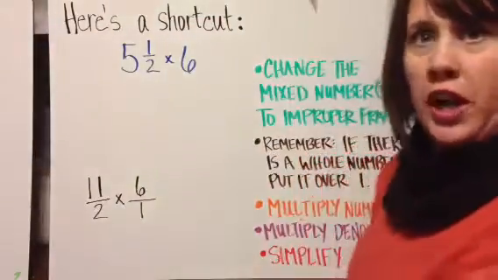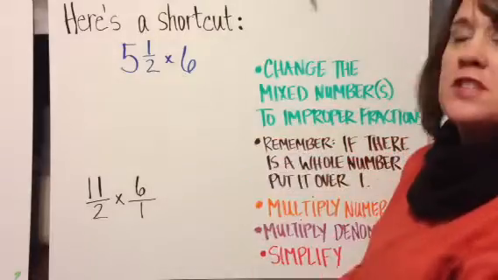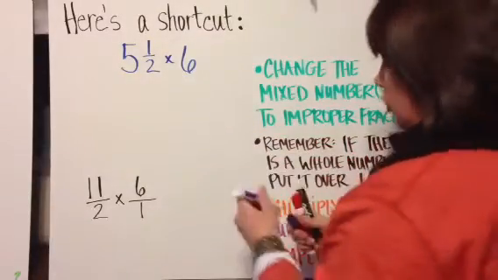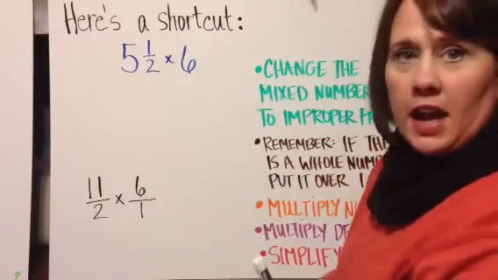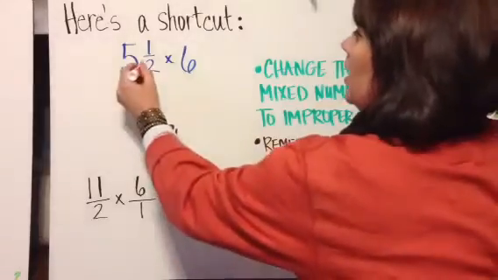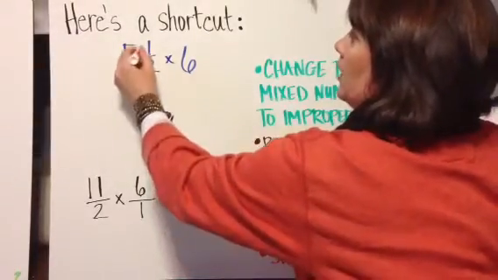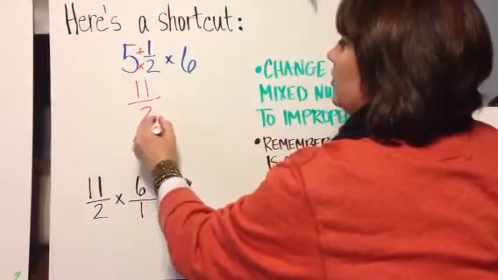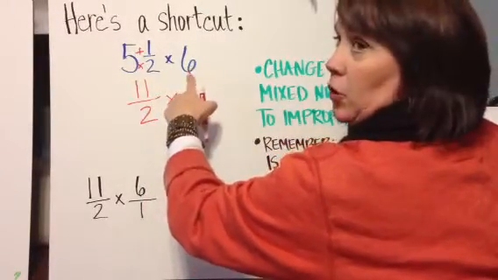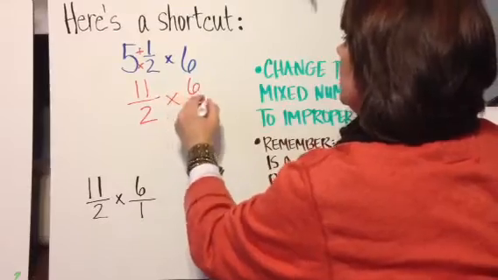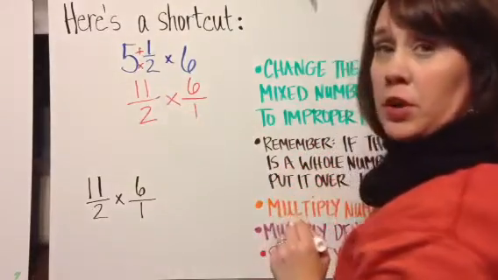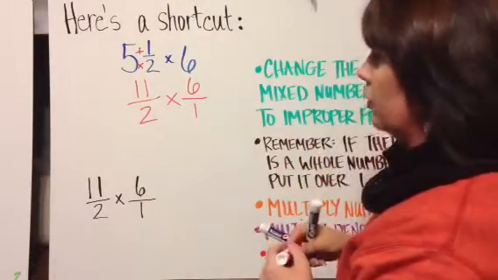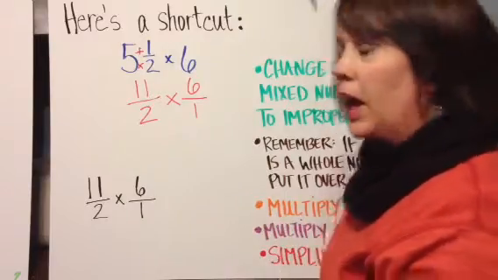So here's a shortcut with 5 1/2 times 6. First of all, you're going to change 5 1/2 to an improper fraction. 5 times 2 plus 1 equals 11/2 times, then we're going to write the whole number by putting it over 1. That's how we make it into a fraction, and then we multiply.